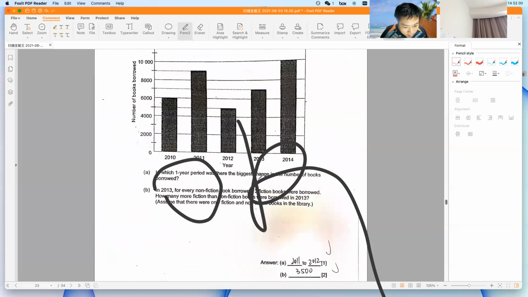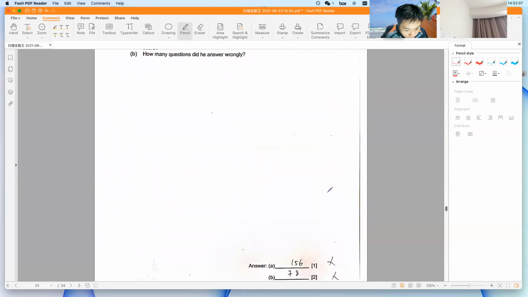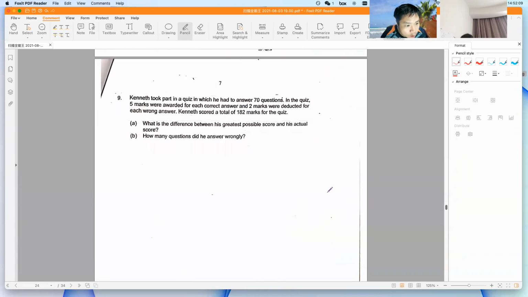Okay. Can you help me clear this handwriting? Yeah. Thanks. Okay, question 9. Question 9, what is it? Question 9, cannot put part in a quiz. I have to answer in the quiz. I thought this is each. What do you think? Each.